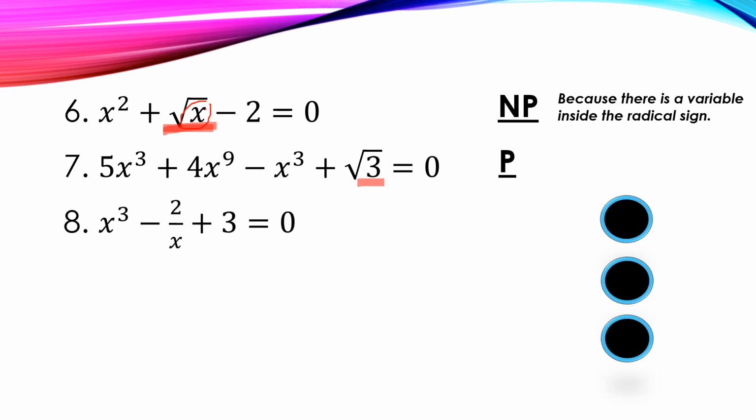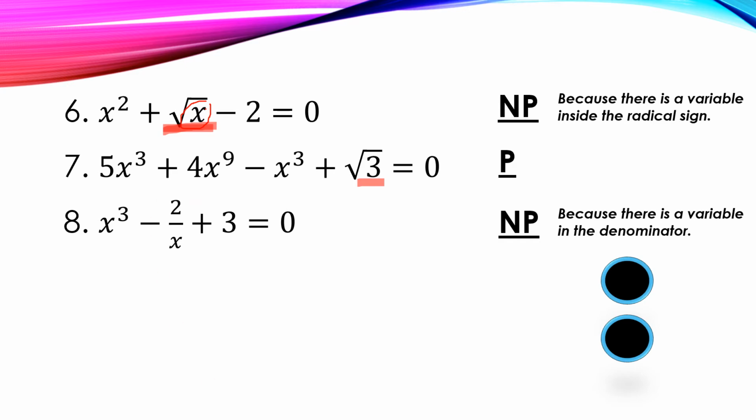Okay, next, number 8. We have x cubed minus 2 over x plus 3 equals 0. Is it a polynomial equation or not? Your timer starts now. Okay, time's up. The correct answer is not a polynomial equation. So, tingnan natin, ano ba yung naging reason? It is because there is a variable in the denominator. Ayan. So, another condition pa na kailangan din check ninyo.